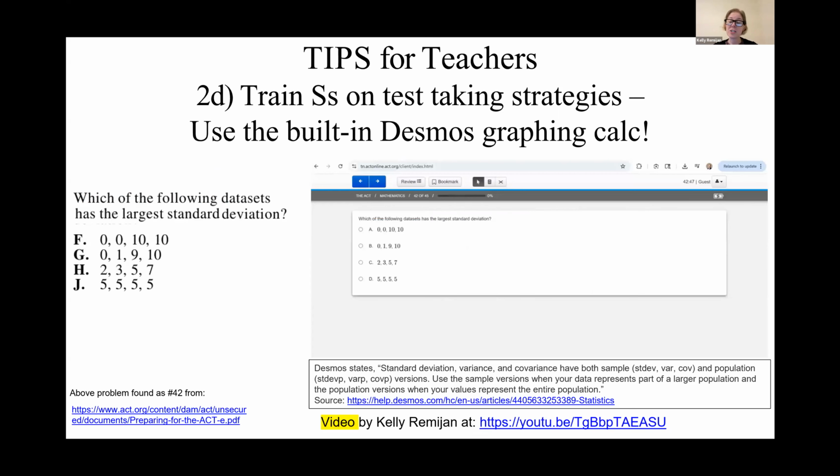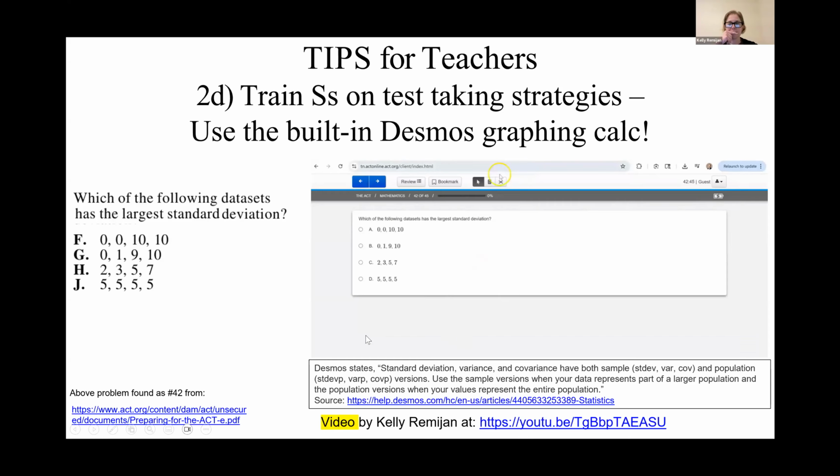Standard deviation. Actually, you can do mean, you can do median, and you can do standard deviation in Desmos. Mean and median are things probably students are going to know how to do. Standard deviation, they may not know how to do. Graphing calculator in Desmos will allow us to do that. So here you go.